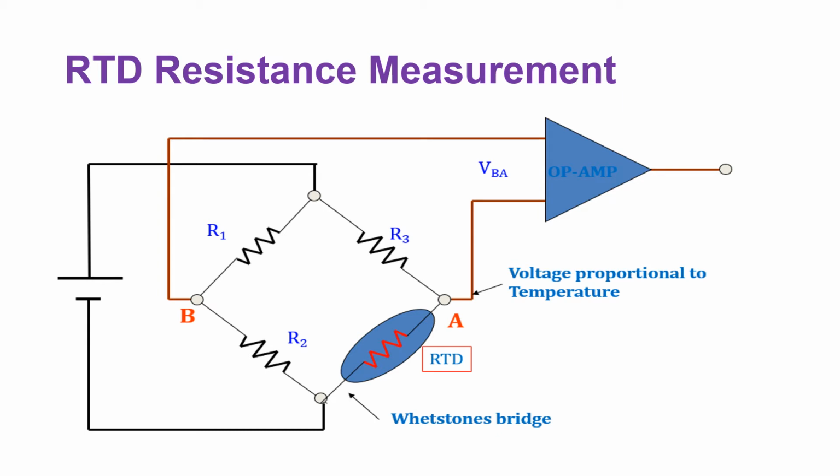Now how to measure the resistance of RTD? As we know, for the construction of RTD, metals are used. So, metals have positive temperature coefficient. What is positive temperature coefficient? Means if temperature increases, then the resistance will increase. Now, you can measure the resistance of RTD by using a Wheatstone bridge.